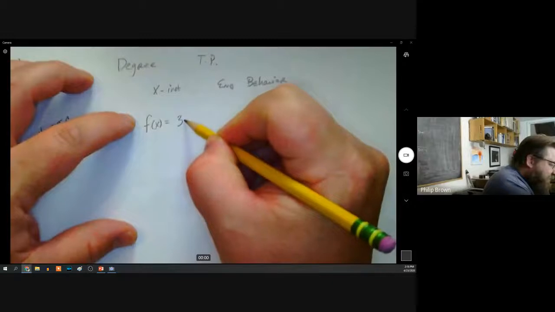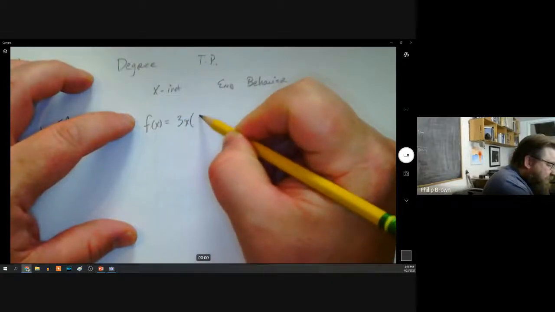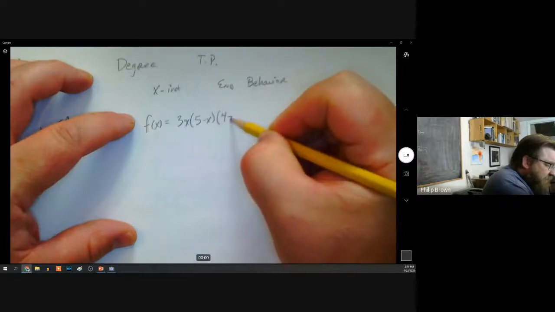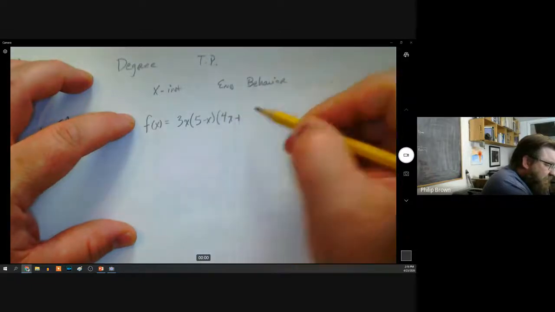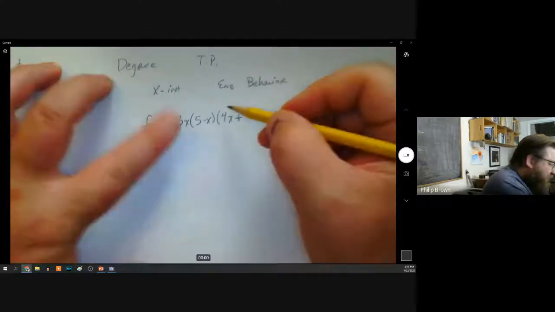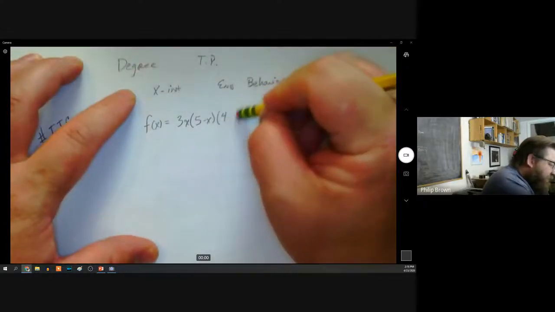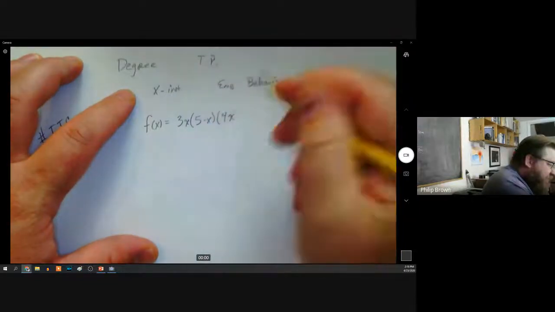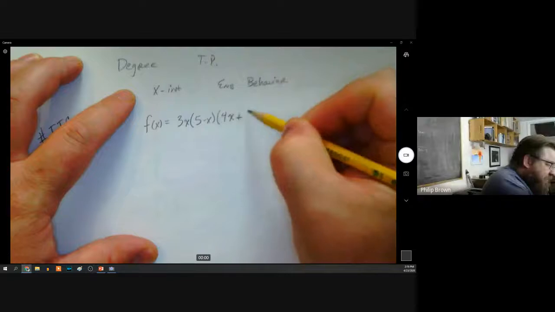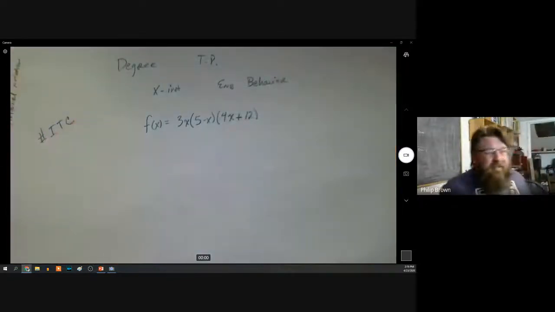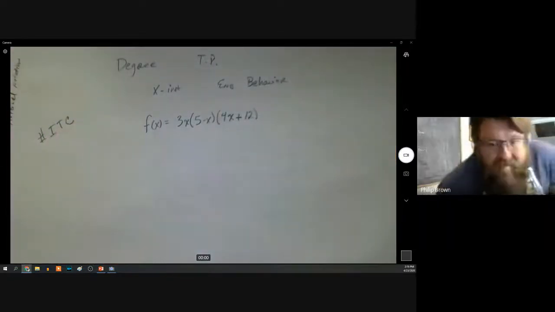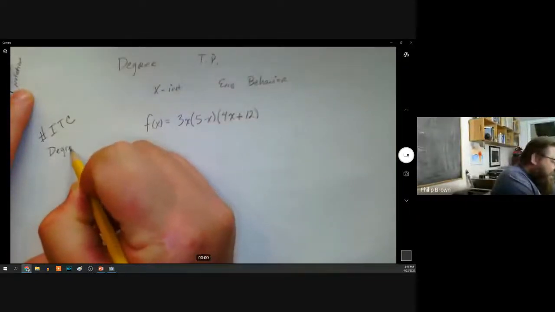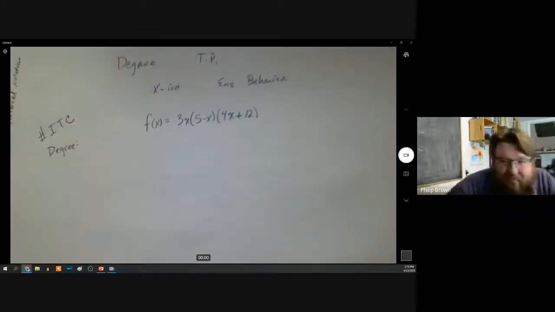So let's say it was 3x times (5 minus x) times (4x plus... let's see, that's 0. I'm trying to think of an x-intercept that's going to be kind of far away. So let's say 4x plus 12). All right, so let's say we're going to graph this one. You good? All right, so here's what I want to know. I want to know what is the degree. And you can just write your answer in the chat room.